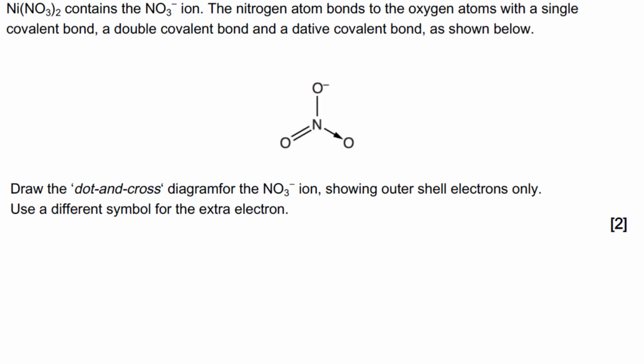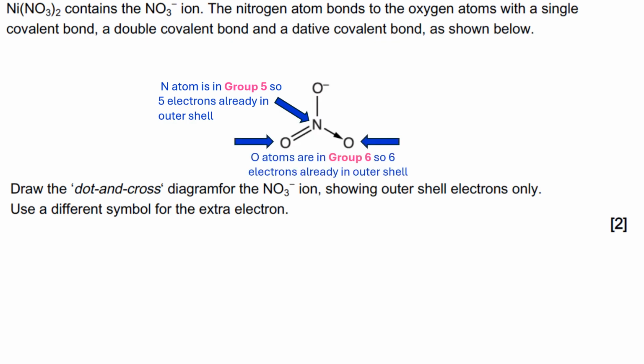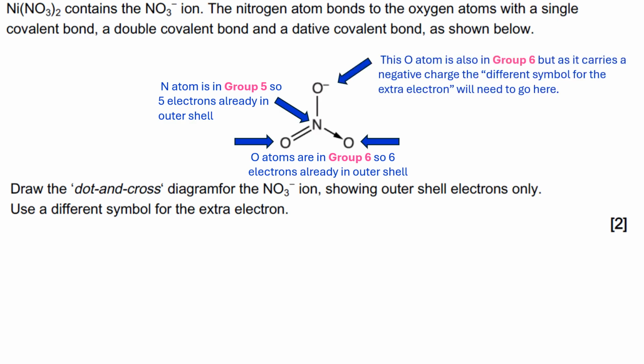So going back to the technique I used before, starting with the periodic table. The nitrogen atom is in group 5, so it's got 5 electrons already in its outer shell before it even gets involved in bonding. Those 2 oxygen atoms at the bottom are in group 6, so they have 6 electrons already in their outer shell. And this oxygen atom at the top is also in group 6, but because it carries a negative charge, there'll be an extra electron that needs to go on there. And that's where the different symbol for the extra electron comes in the question. I'm talking about this part of the question here. Quite often people forget things like that if they're told.